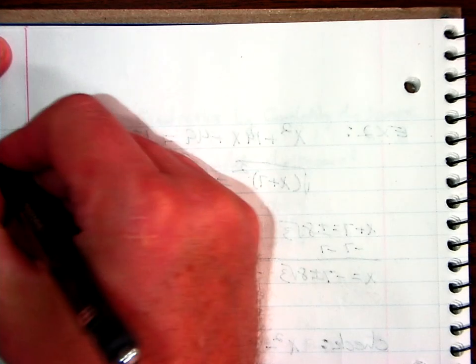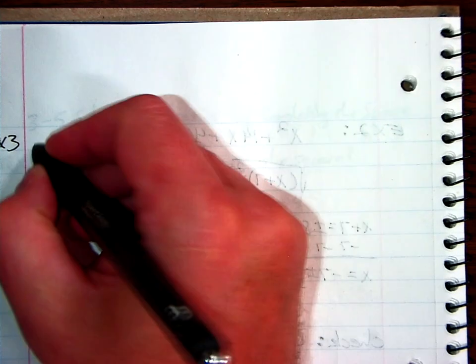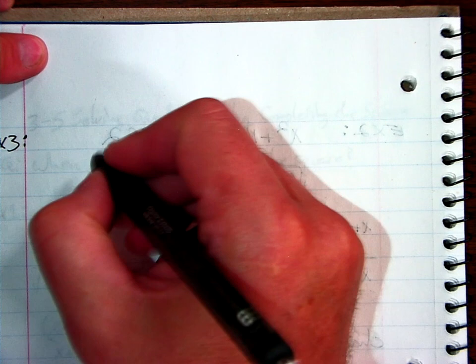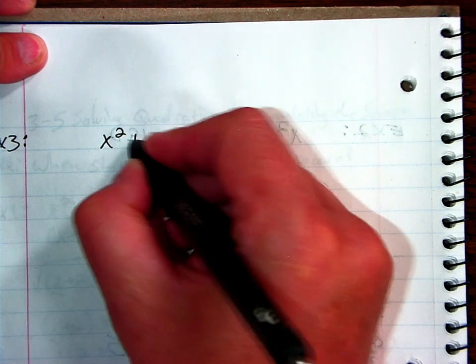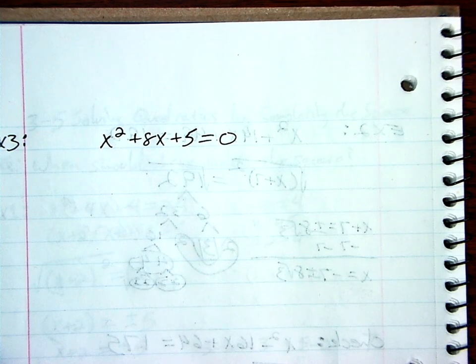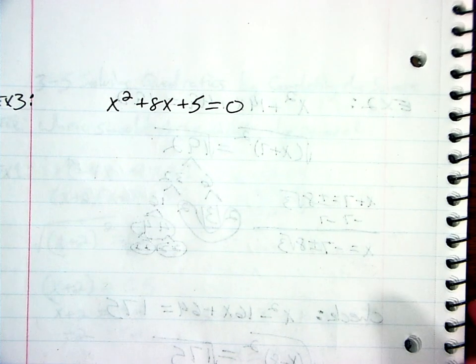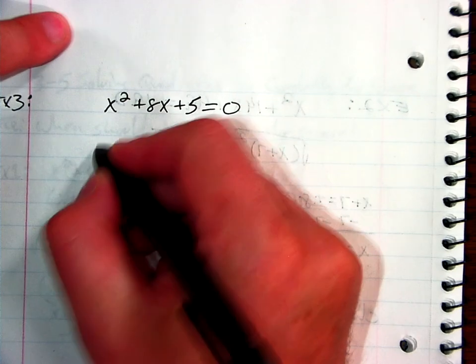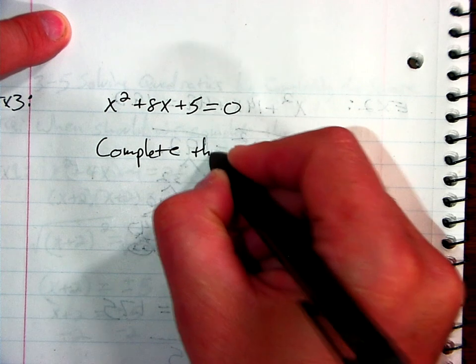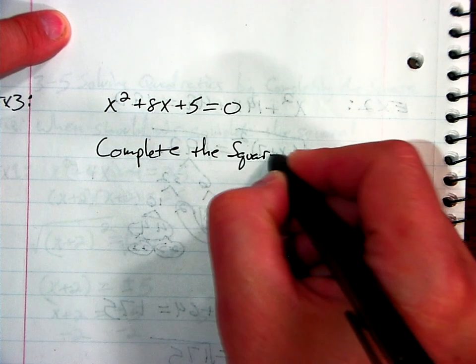All right, so this is example 3. We have x squared plus 8x plus 5 equals 0. Are there factors of 5 that equal 8? Your only factors of 5 are 1 and 5. Does that equal 8? So first of all, this will not factor. If it doesn't factor, that's when we can do completing the square. So let's figure out how to complete the square.